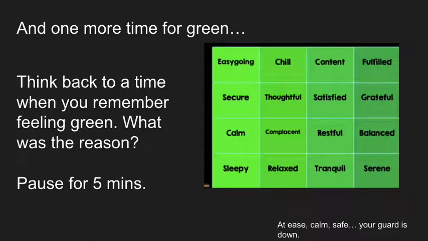All right, and the last quadrant is the green quadrant on the mood meter. The green quadrant is a place where our feelings may have us feeling at ease or calm or safe. Whenever you are feeling green, you don't have a reason to kind of have your guard up and to protect yourself emotionally. You are at peace and you are content and you feel secure. So think back to a time when you were one of those feelings and what was the reason that had you feeling green. Pause the video for 5 minutes and then come on back.